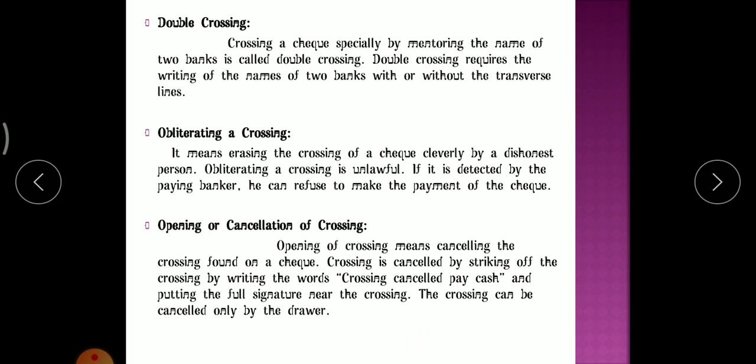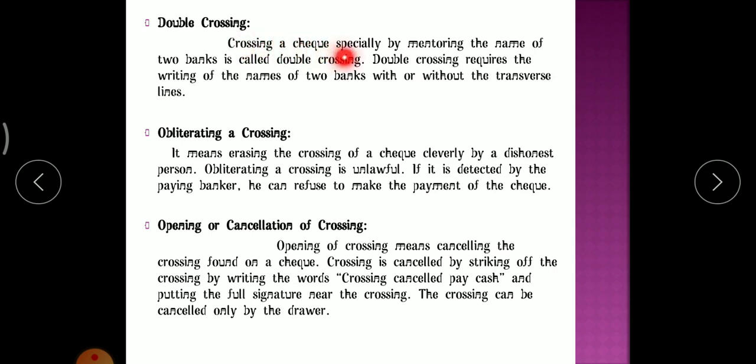Now, the last slide for today's class is this one. Double crossing. Double crossing means crossing a check, especially by mentioning the names of two banks, is called double crossing. Double crossing requires writing the names of two banks, with or without a transverse line.